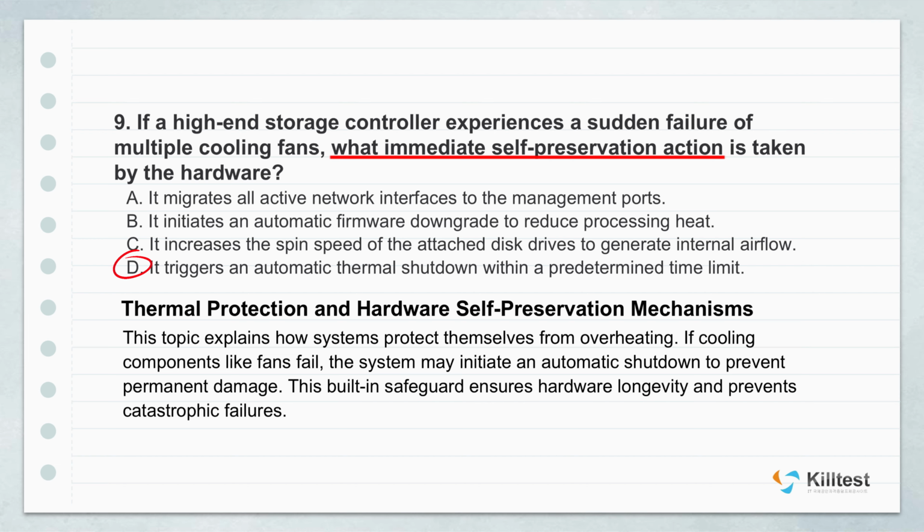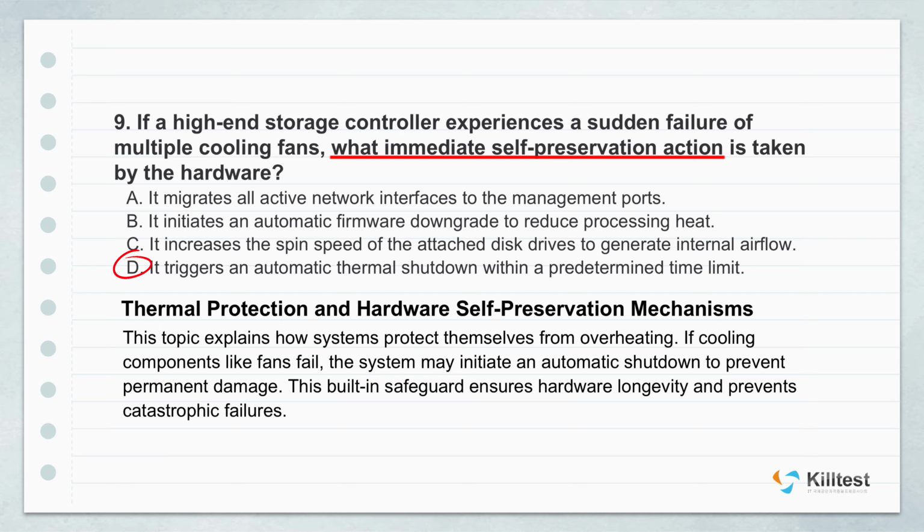That logic effortlessly eliminates the distractors. Option A, migrating network interfaces, does absolutely nothing to cool down the boiling physical processors. Option B, an automatic firmware downgrade. Downgrading firmware is a highly delicate, slow process. Doing that while the CPU is overheating is a recipe for a completely bricked system.